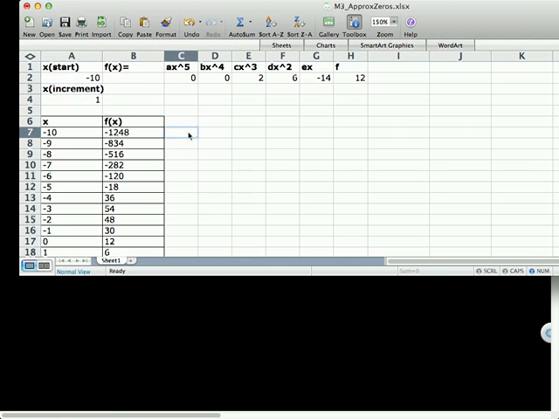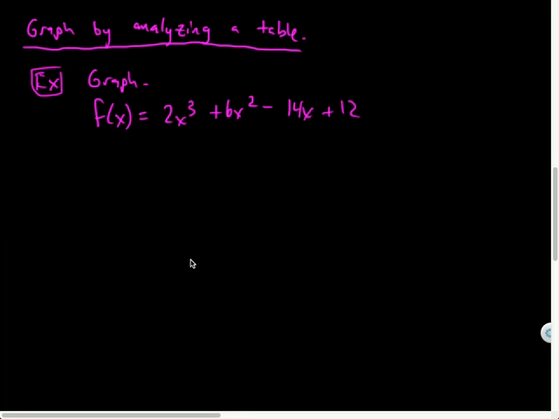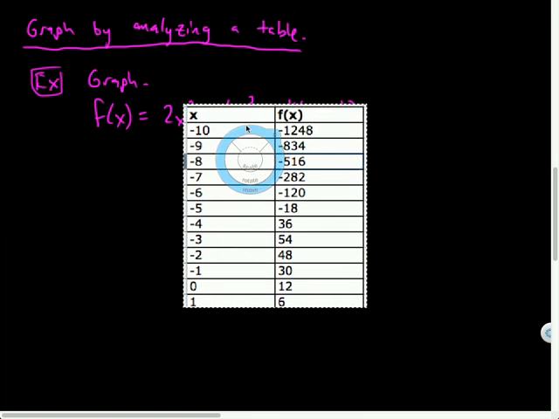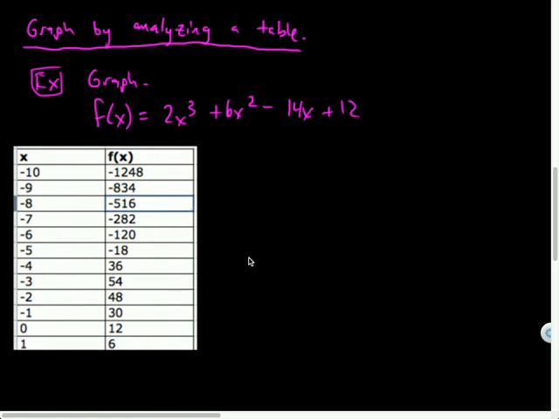So at -10, notice what's happening. This is to the left on the graph. It's starting way negative, and it's getting bigger and bigger and bigger. Going from -1248 to -834 is an increase, increase, increase, and eventually it becomes positive. If I asked you, based off of this table, where do you think an x-intercept occurs, what would your theory be?